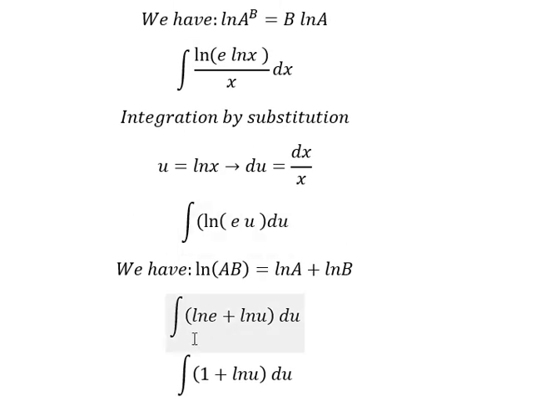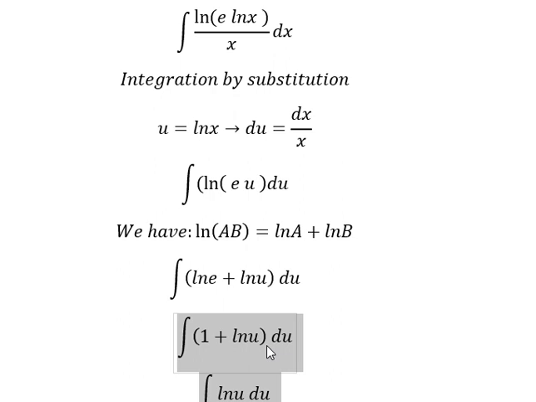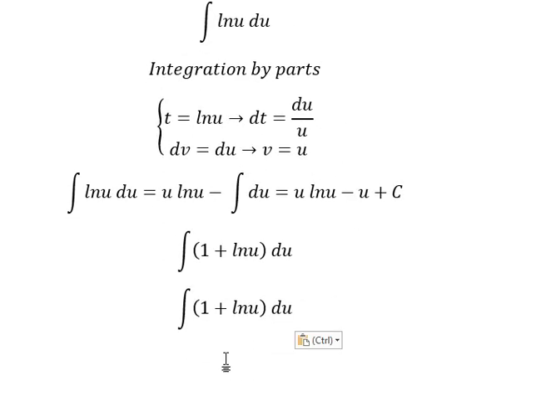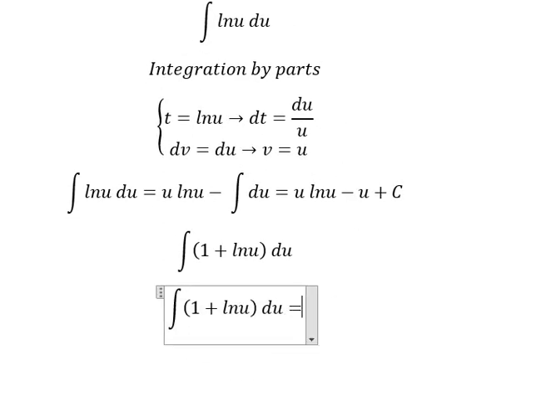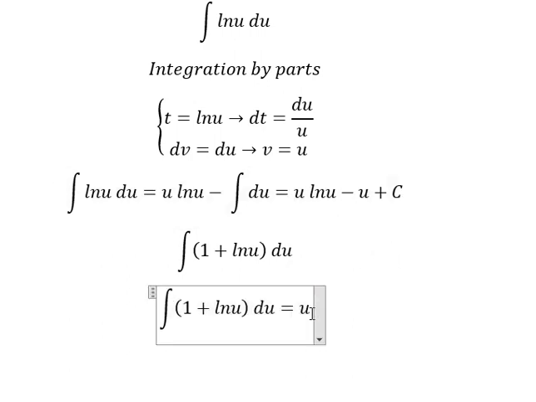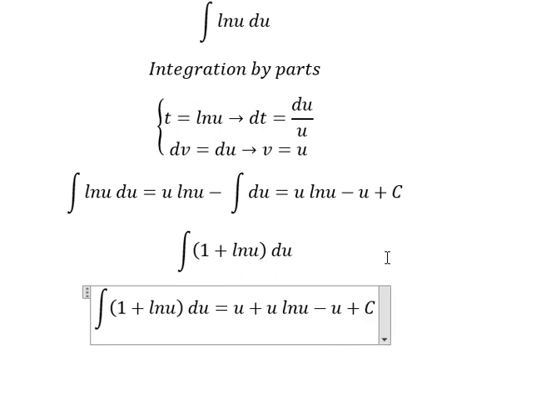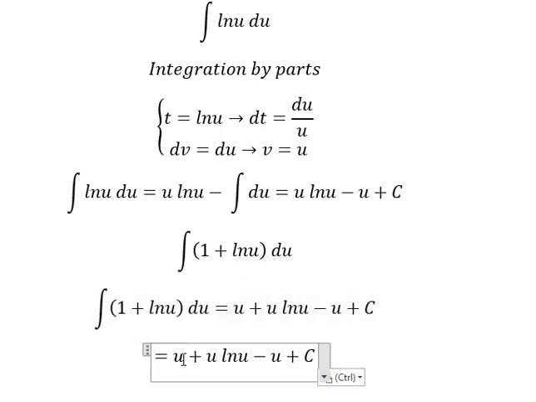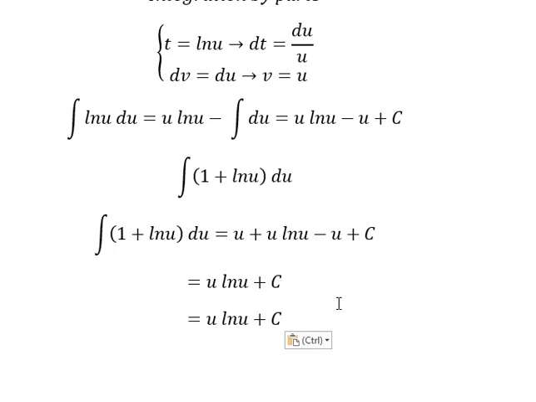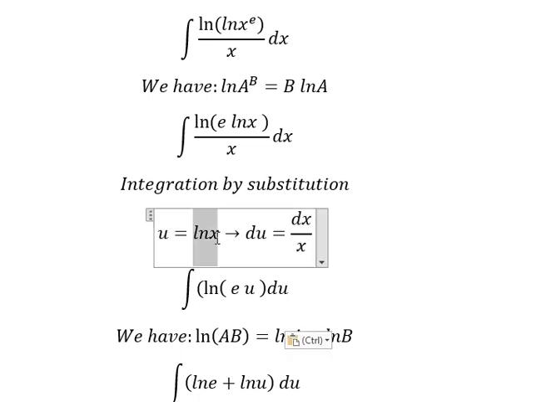Now we go back in here. So the integration of number 1 is u. ln u is this one. So u minus u we cancel. And u is ln x.